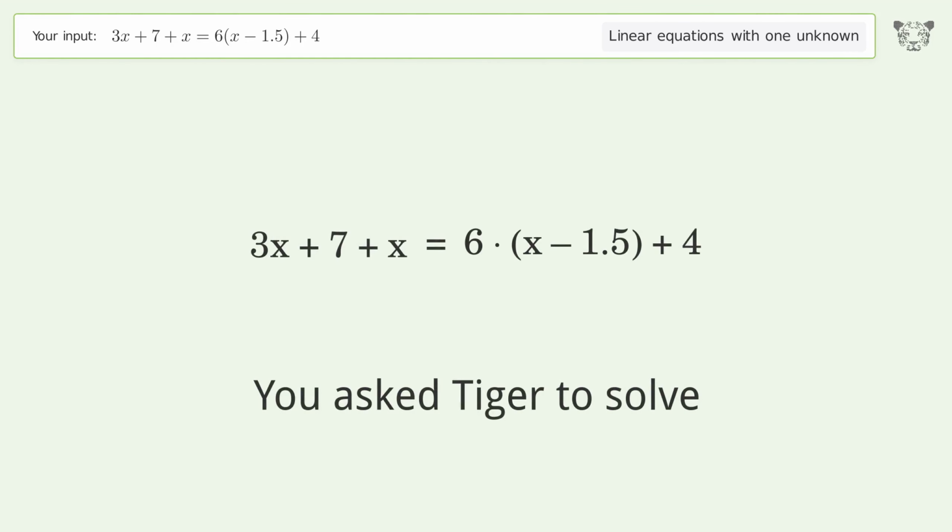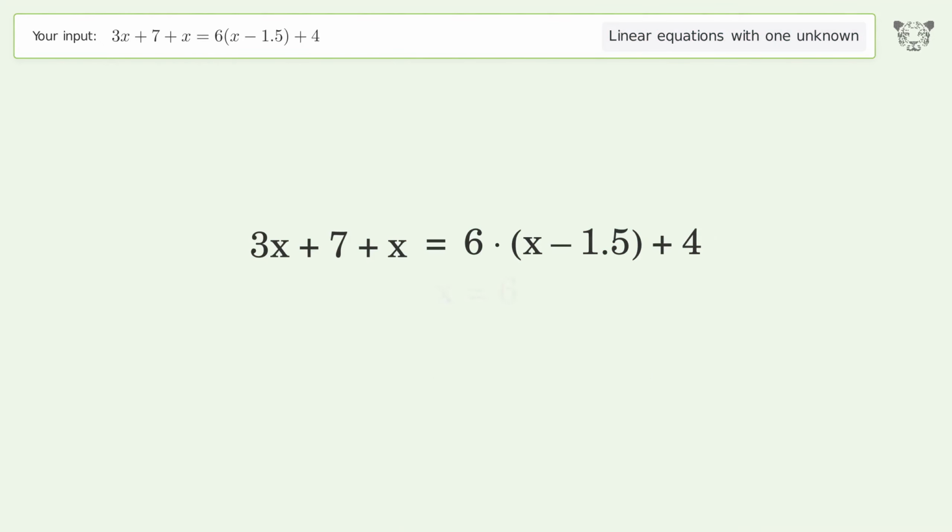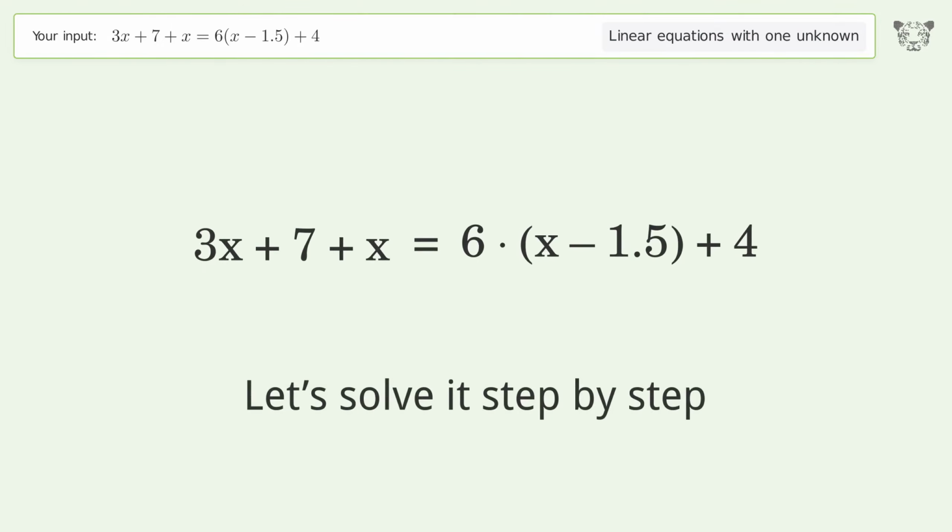You ask Tiger to solve this. This deals with linear equations with one unknown. The final result is x equals 6. Let's solve it step by step.